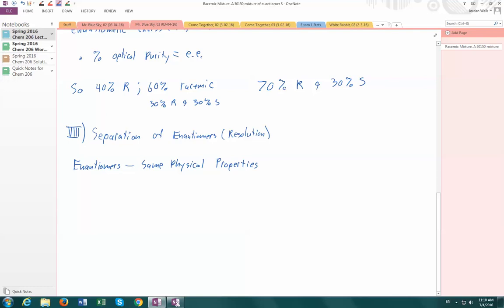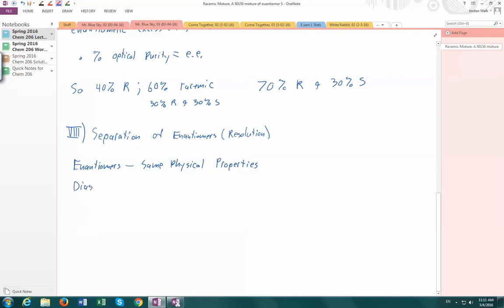They have the same polarity, and so using chromatography like our GC, if we put a racemic mixture into our gas chromatograph that we've been using, do you think we'd see one peak or two peaks? We see one peak because they have the same polarity, the same boiling point. They're more or less identical except for their handedness. And so when we talk about the separation of enantiomers, it is not particularly easy.